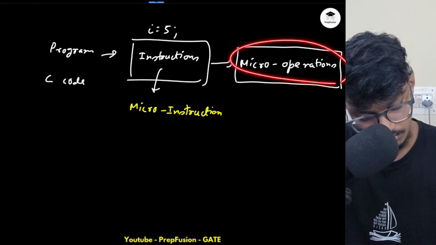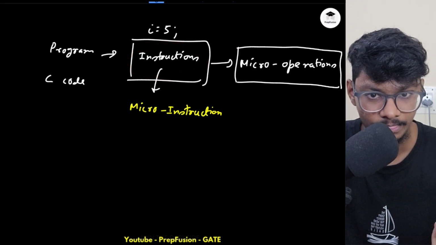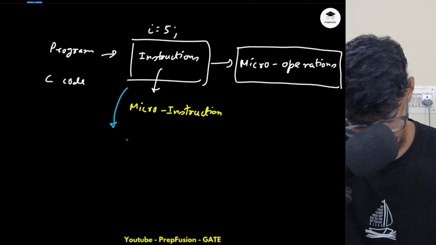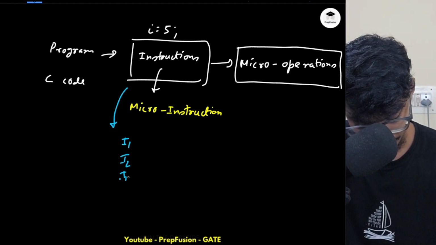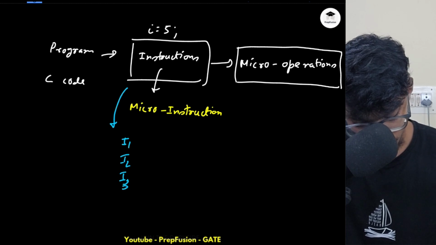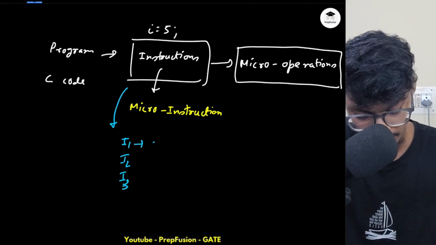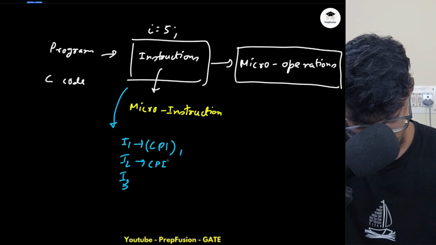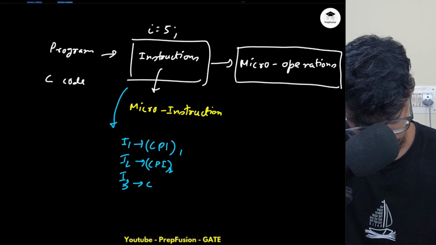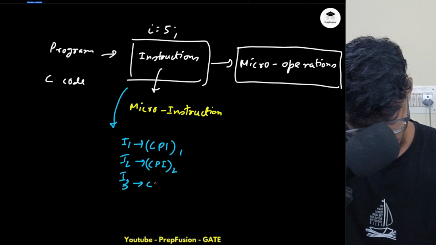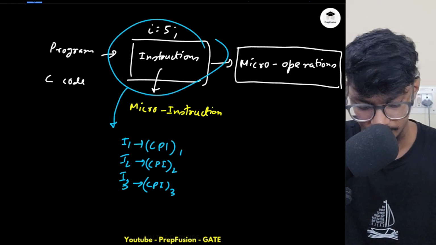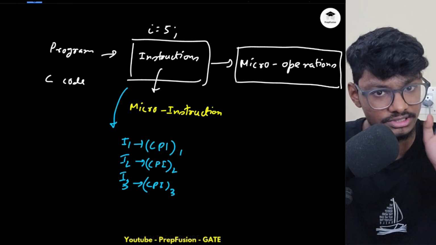I am telling you, to perform each micro instruction, each can take a different number of cycles. So there can be I1, I2, I3. To perform these, I may need CPI1, CPI2 and CPI3. So I have to compute the average CPI actually, because each instruction will take a different number of cycles, because it will have many micro instructions.